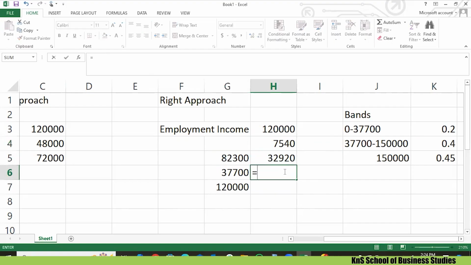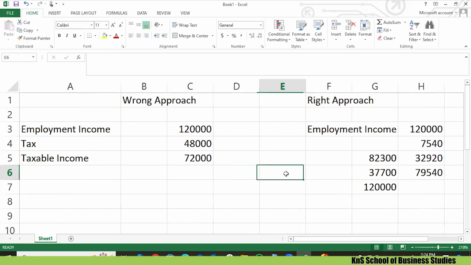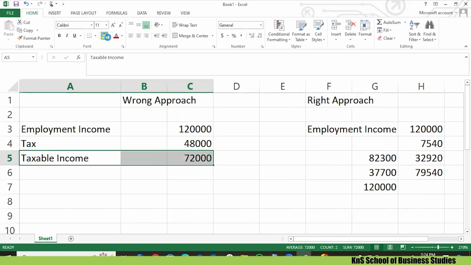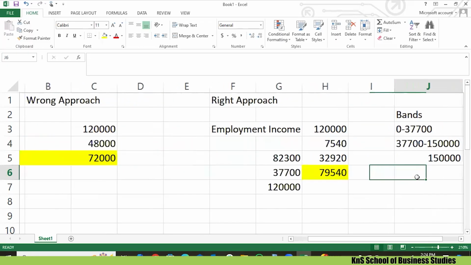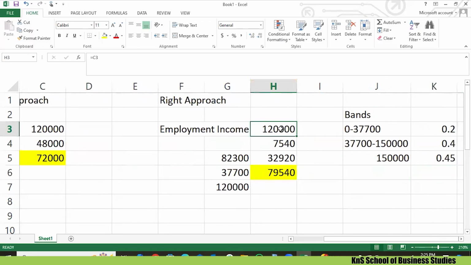So now what will I do? 120 minus this minus this. Can you see the difference over here? From my wrong approach, I got the 72,000 answer, and from my right approach, I got this answer. So if you apply this technique, obviously this is not acceptable to HMRC or the examiner out there. So it works step by step. Just like that, you can change your figures and practice it all over.